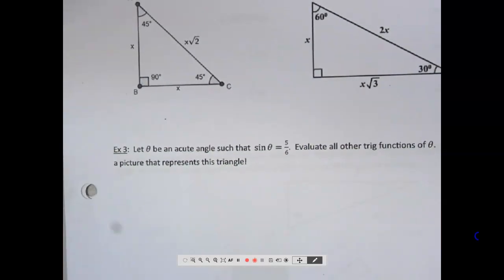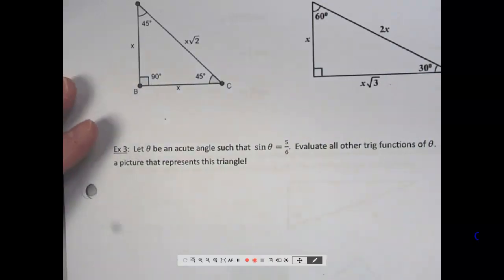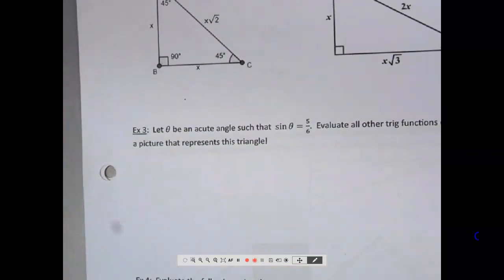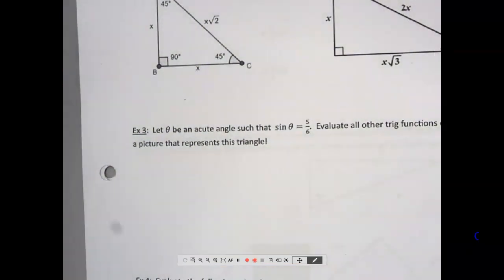Let theta be an acute angle such that sine of theta equals 5/6. Evaluate all other trig functions of theta. Draw a picture that represents this triangle. Draw any right triangle on your paper. I'm interested how everybody's going to draw it. Any right triangle.